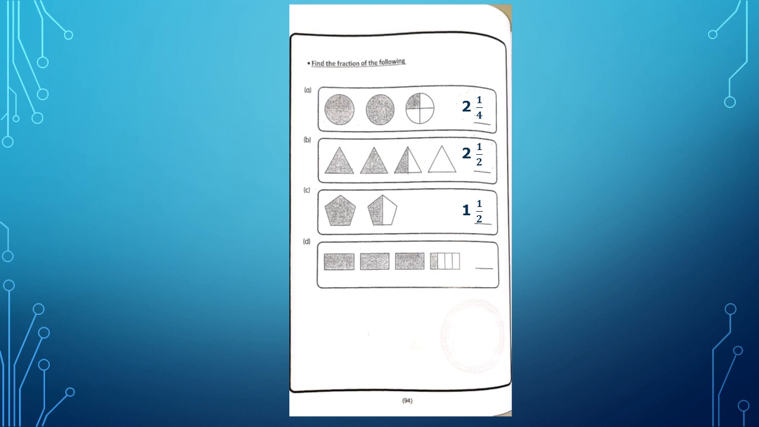The last one, I have four rectangles. Three of them are shaded all, so in the whole number I have to write 3. The fourth one is divided into 4 parts, so I'm going to write 4 downward. One of them is shaded, so I'm going to write 1 upward. So 3 and 1/4 of these shapes are shaded.